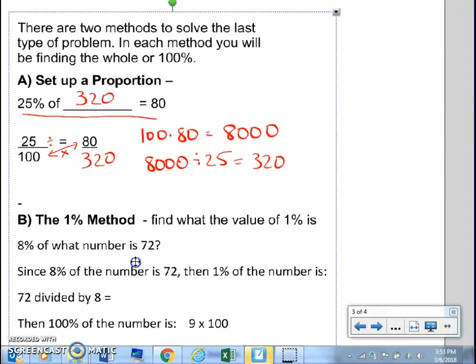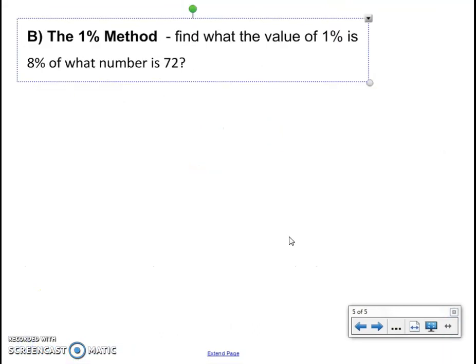The screen is not working out great. I'm going to pause for a second here. Okay, now let's go back to the 1% method. I just had to move some stuff around.